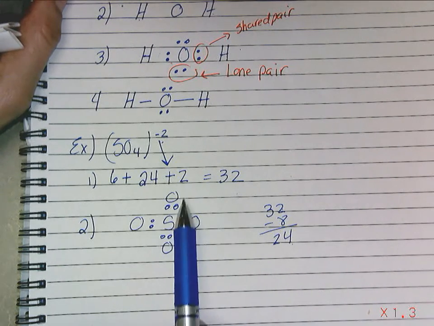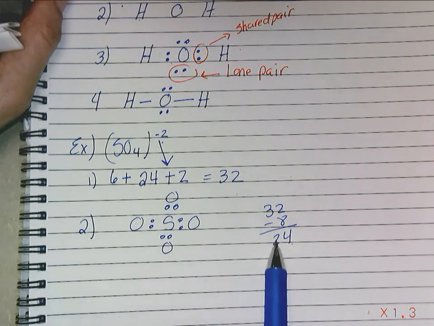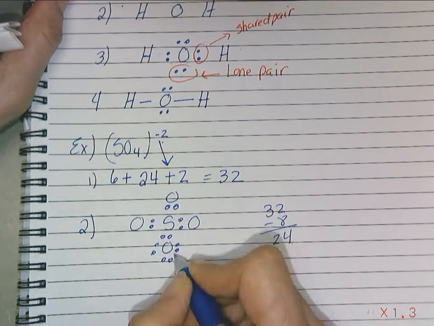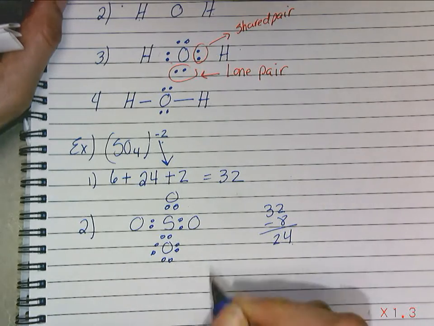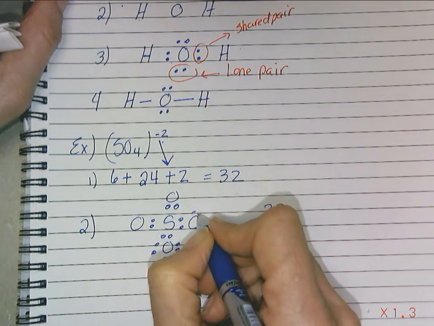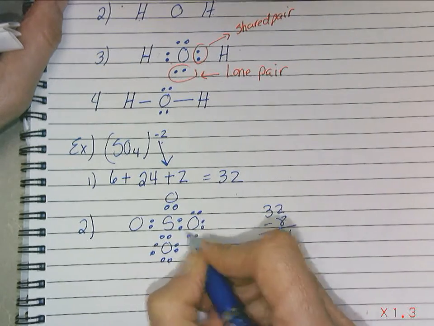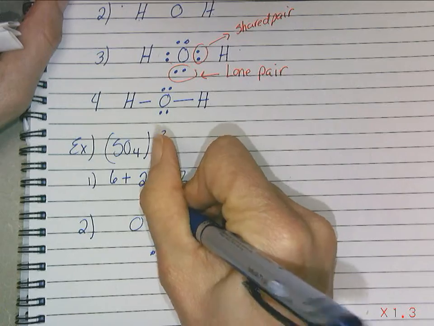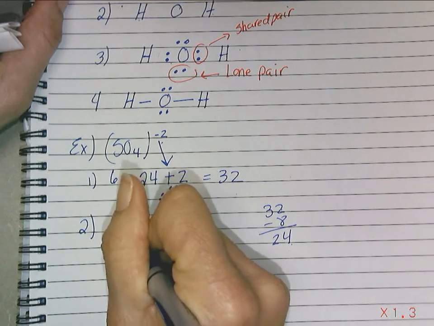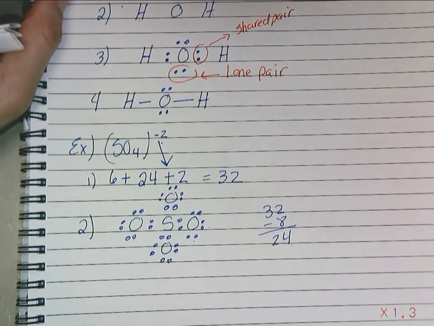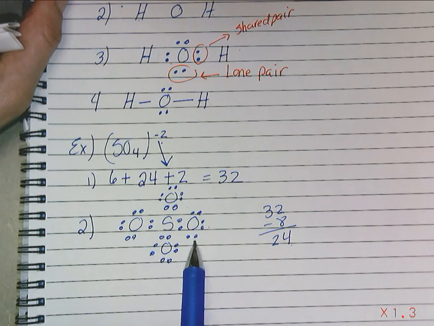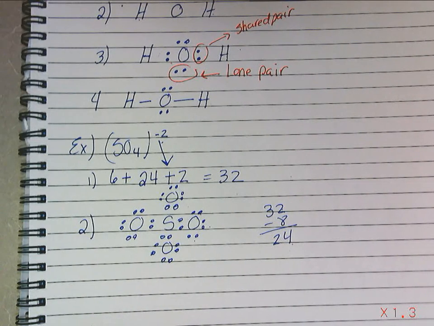The other ones are going to go on the outside. All your remaining electrons will give the outer atoms 8 electrons. So 2, 4, 6, 8. That oxygen's happy, 2, 4, 6, 8. This oxygen's about to be happy. And that one. So I had 24 electrons left. Here they are. 2, 4, 6, 8, 10, 12, 14, 16, 18, 20, 22, 24. That is the structure for SO4 minus 2.